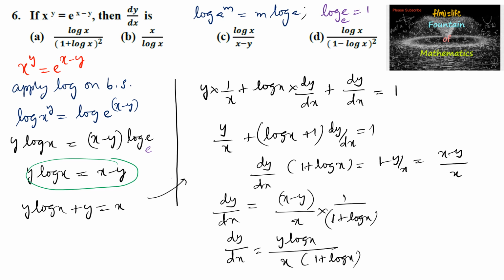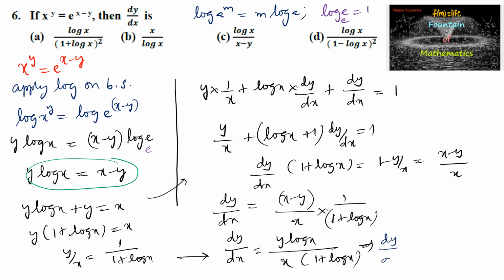And we can also write here y taken common, 1 plus log x is equal to x, or y upon x is equal to 1 by 1 plus log x. Let us substitute here so that we can write dy by dx is equal to log x into y upon x. This y upon x value is nothing but 1 upon 1 plus log x. So 1 plus log x into 1 plus log x is 1 plus log x whole square. So we can see this as option A. So option A is the answer.